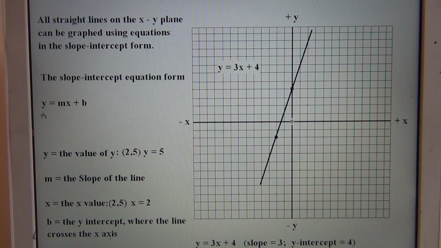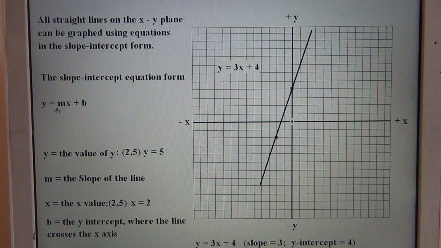Now, y in this equation, if you had an ordered pair like 2, 5, we know that the x value is 2 and the y value is 5. So y stands for the y value in an ordered pair. So y is equal to m. Well, m, we know, stands for slope. So y is equal to the slope of the line times x. Well, x in the ordered pair 2, 5, we know that 2 is x. So x represents the first part of an ordered pair of numbers. Y is the second part of the ordered pair.